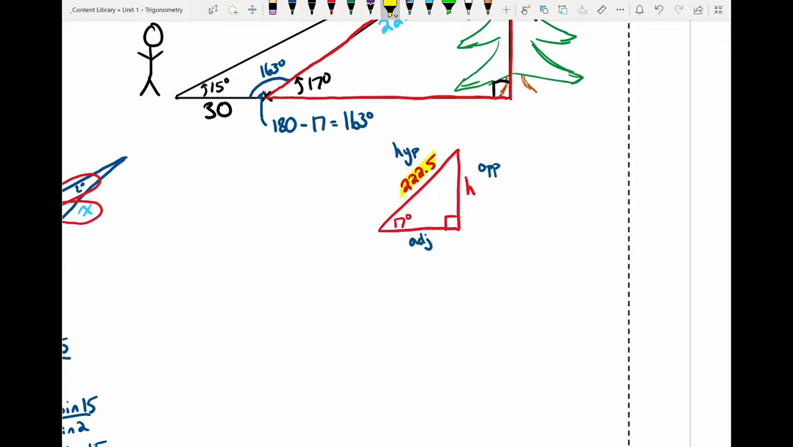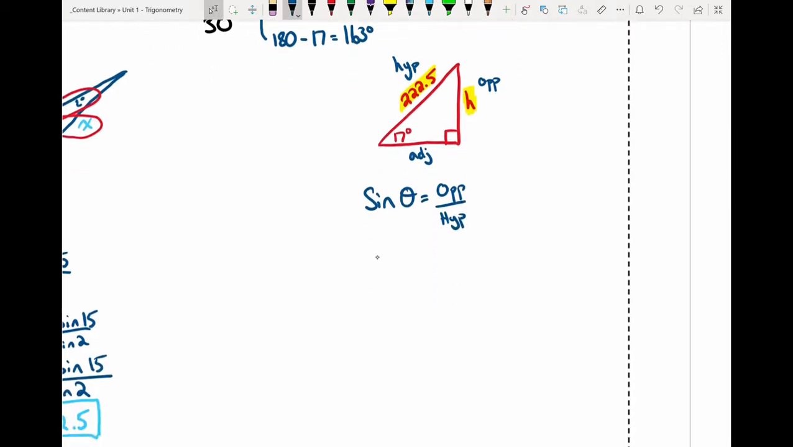The only two sides that I'm going to be using are the hypotenuse and the opposite, because that's what I'm given and what I'm looking for, and I have my reference. So the ratio that uses hypotenuse and opposite is sine. So the formula is sine theta equals opposite over hypotenuse. Sine of my angle, 17 degrees, opposite, I'm going to call h for my height, and hypotenuse is 222.5.